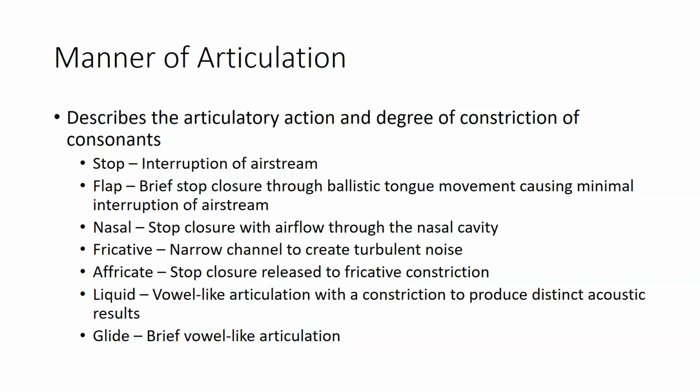Fricatives have a narrow channel rather than a closure that creates turbulent noise. Affricates combine a stop closure with a release into a fricative constriction with a narrow channel. Liquids have a more vowel-like articulation with some sort of constriction that produces distinct acoustic results. Glides are very vowel-like, but more brief and transitional.